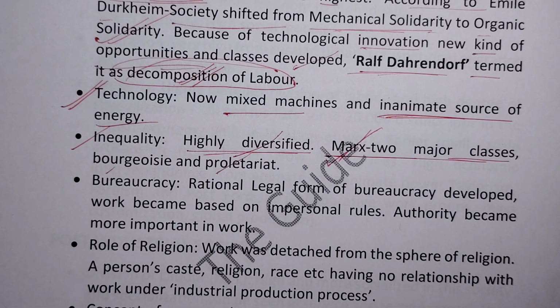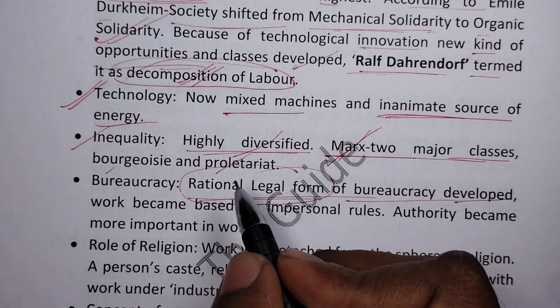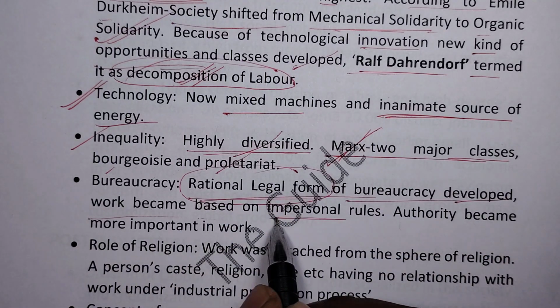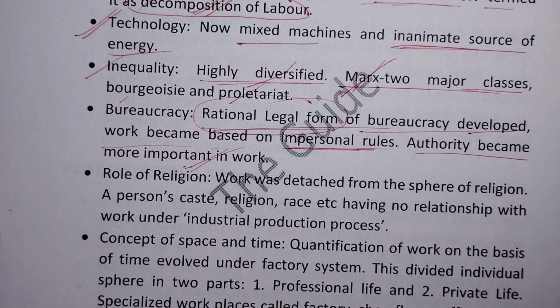Bureaucracy. A rational legal form of bureaucracy developed. Work became based on impersonal rules. Authority became more important in work.